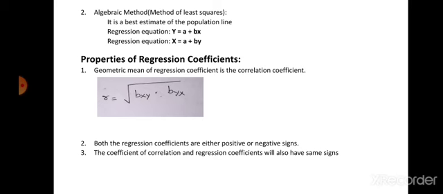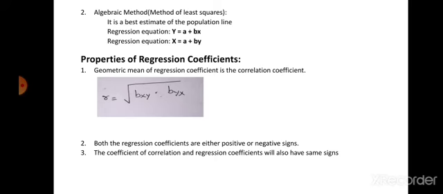Now, regression coefficients are either both positive or both negative, with the same sign. The coefficient of correlation and the regression coefficients will also have the same sign.